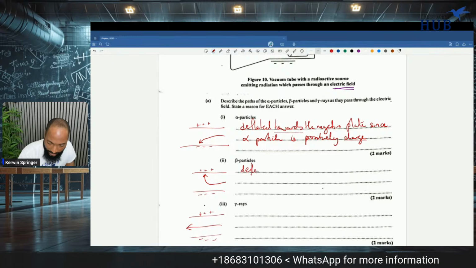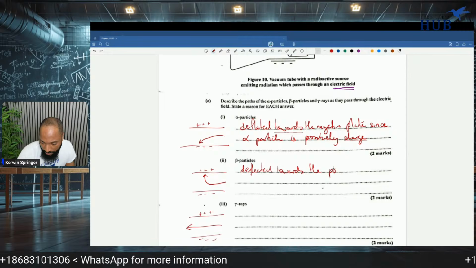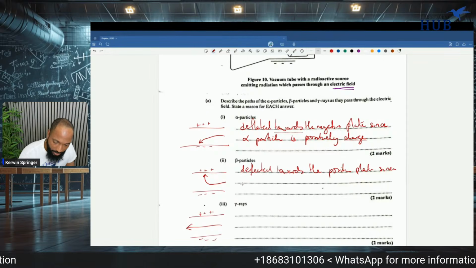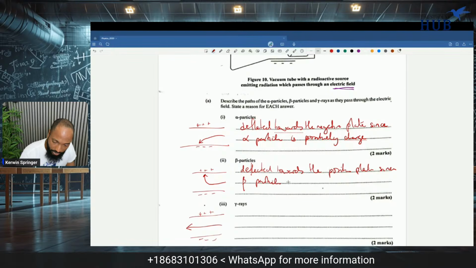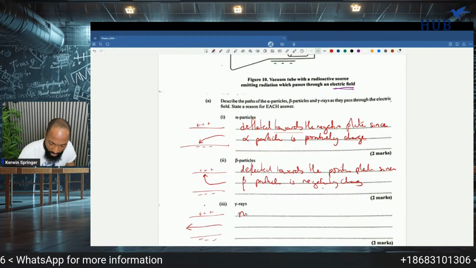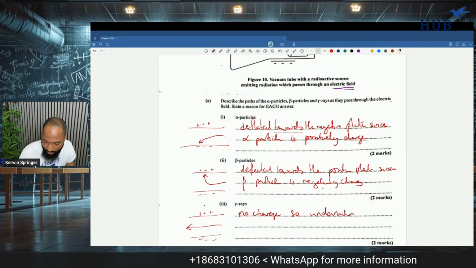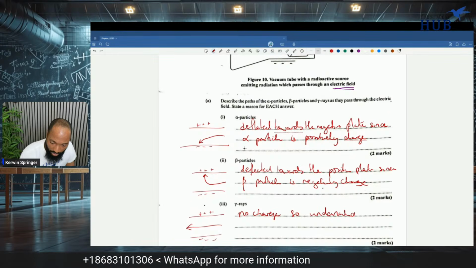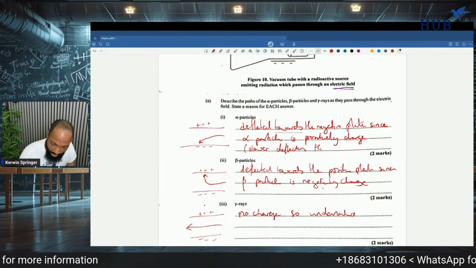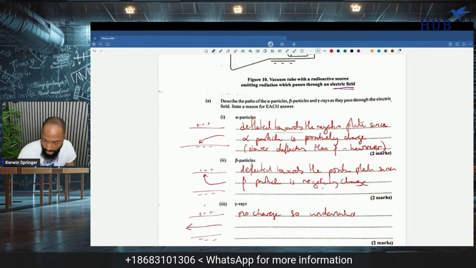And this one is deflected towards the positive plate since the beta particle is negatively charged. This one has no charge, so undeviated, right? Very good. And this one has slower deflection than beta because it's heavier. So that's something you could note.